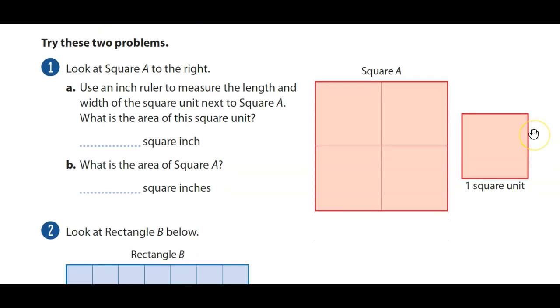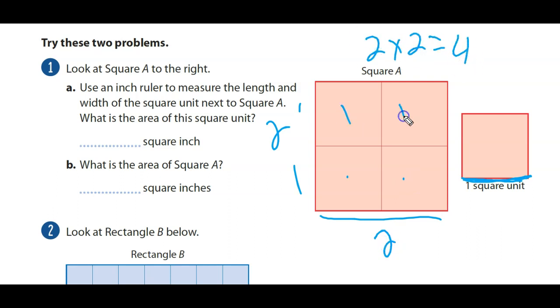It says look at square A and to the right. Don't worry about using a ruler. It's 1 inch, 1 square unit. From right here to here is 1 inch. So this is 1, this is 1. So the length is 2, and the width is how much? 2. So 2 times 2 is 4. Or how many squares do I have? 4. So what would be the square unit for square A? 4.